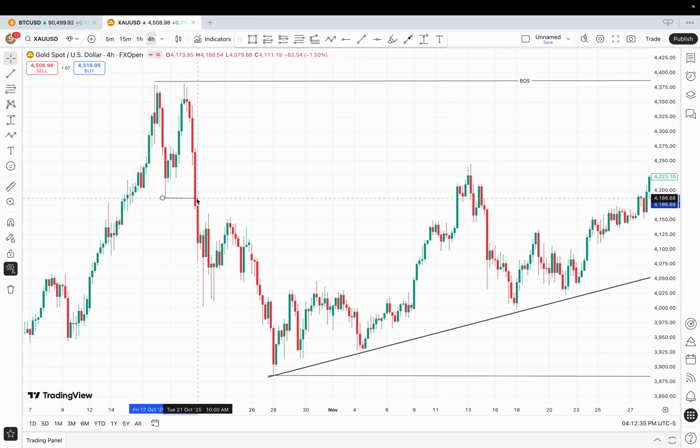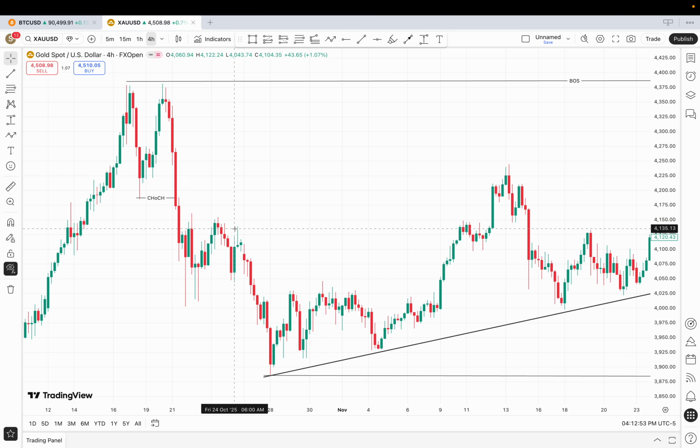If it's market structure shift, if it's BOS, if it is change of character, however you call it. So let's name it change of character, or CHoCH, however you name it.